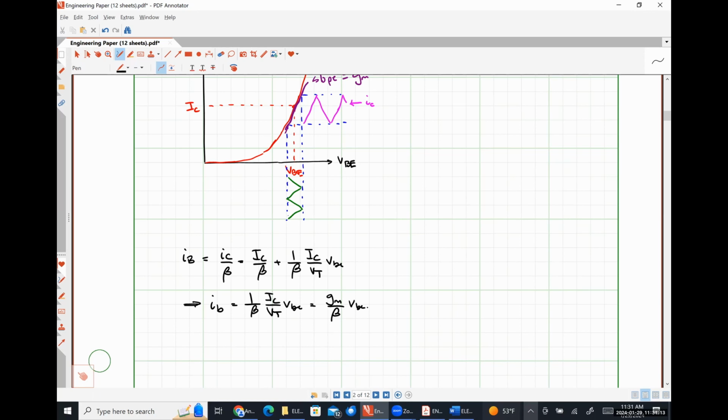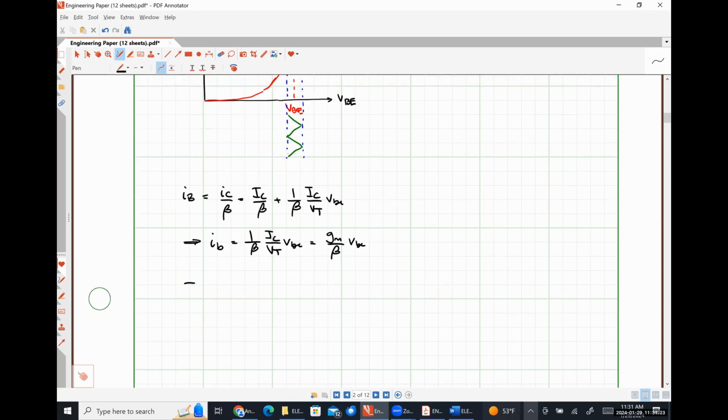So there is a linear relationship between our perturbation voltage vbe and our perturbation base current. And anytime I have a linear relationship between current and voltage, I say, hey, that looks like a resistor. So we can define the resistor R pi to be the ratio of vbe to ib, both small signals, which is just beta over gm, or VT over IB, or beta VT over IC. All of those are literally the exact same expression, just depends on what information we have.